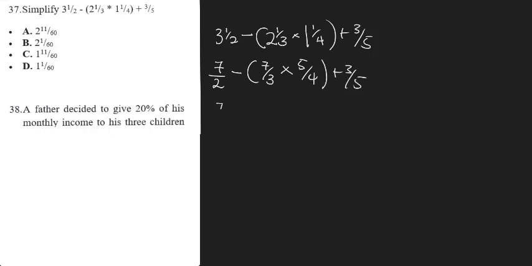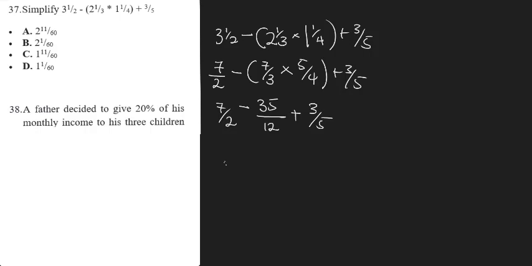So this one is going to be 7 over 2 minus 7 times 3. Multiply this one. Since there's something that can cancel, 7 times 3 is 35 over 3 times 4 is 12. So we have 12 here. Then we have plus 3 over 5. So what we're going to do, we're going to take the LCM since the denominators are different.